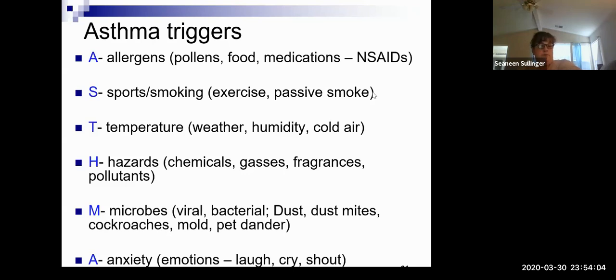M is for microbes, so anything viral or bacterial. Dust mites, cockroaches, mold, pet dander. And then anxiety or emotions like laughing or crying, shouting sometimes can be a trigger for asthma.